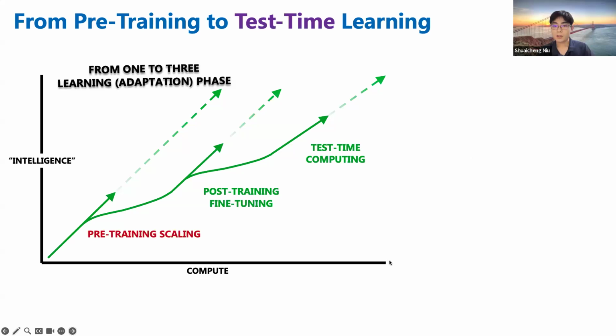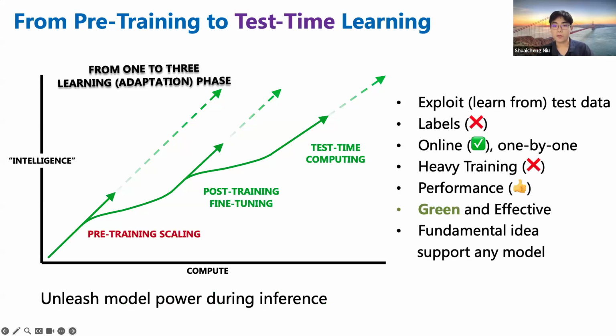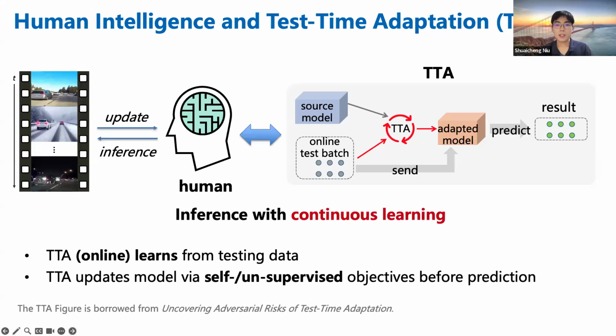The latest one is test time adaptation, which seeks to unleash the model's power during inference. Test time adaptation directly learns from the testing data. It does not need any label and can be performed in an online manner, where the samples come one by one. It doesn't need heavy training, and that is relatively more green and effective. It also achieves good performance, and it can serve as a fundamental idea to support any pre-trained model. And this figure demonstrates the pipeline of test time adaptation.